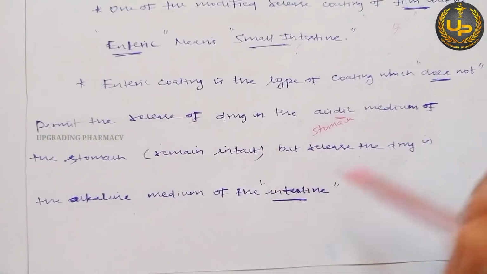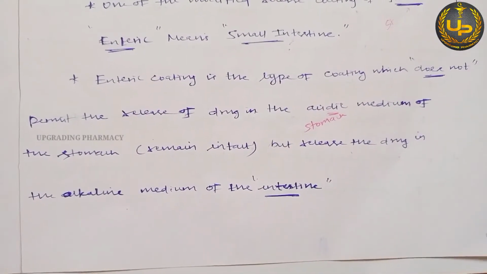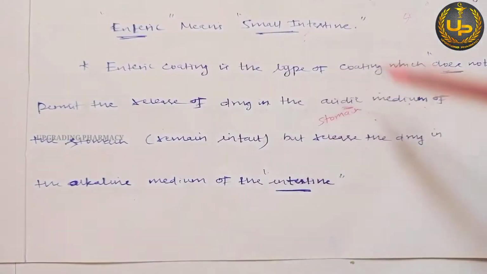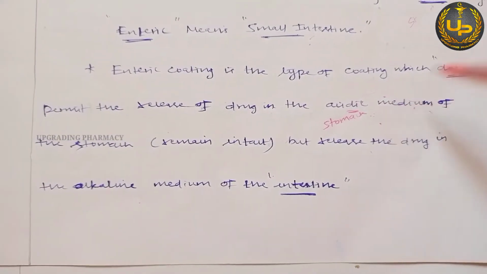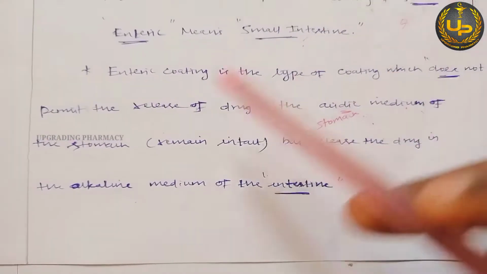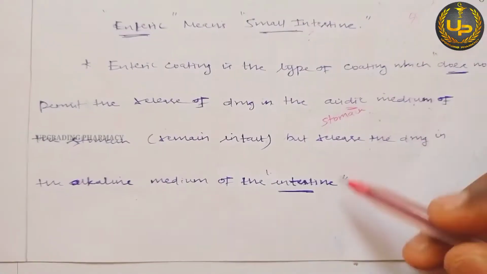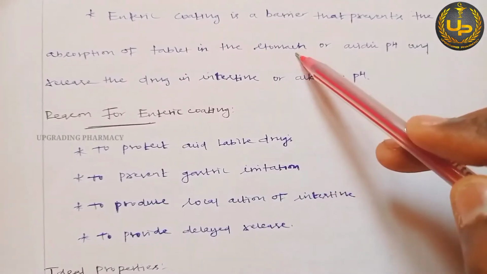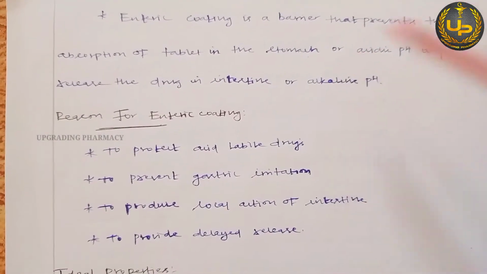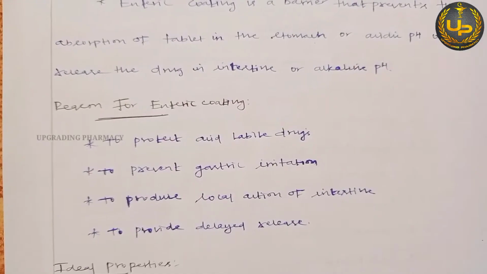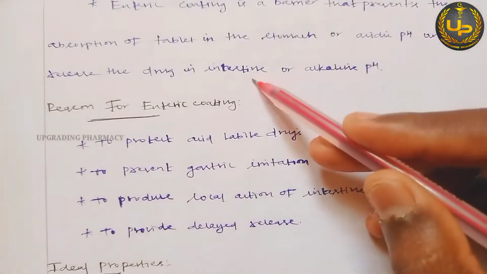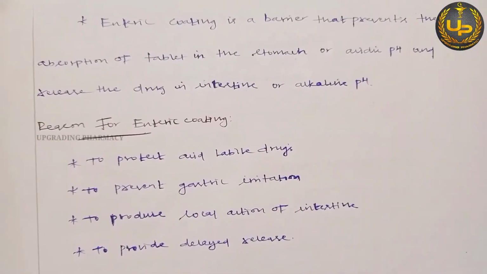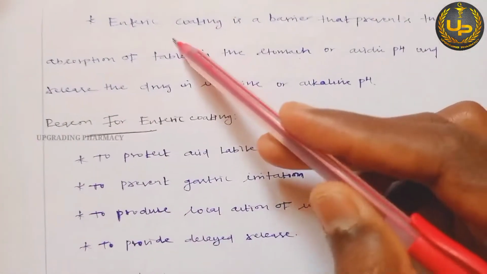These enteric coating polymers only dissolve in alkaline medium rather than acidic medium. So enteric coating does not permit the drug to release in acidic medium, but facilitates release of the drug in alkaline medium, that is in the intestine. Enteric coating is a barrier that prevents release of the tablet's drug in the stomach, at acidic pH, and releases the drug in the intestine, at alkaline pH. Thereafter the drug is absorbed from the intestine. That is the main function of enteric coating.